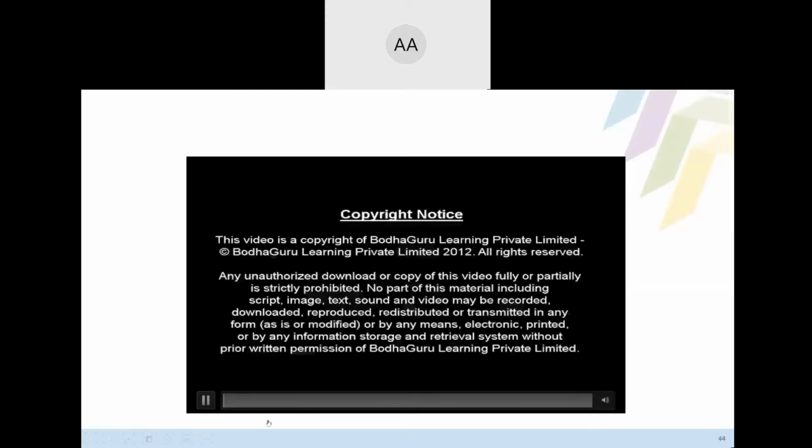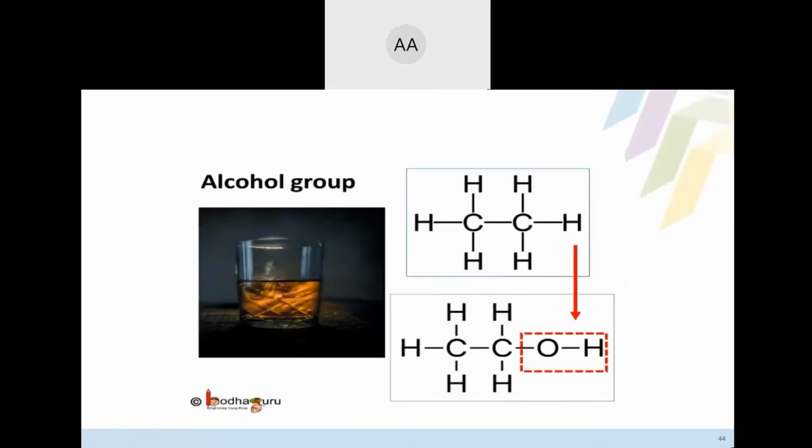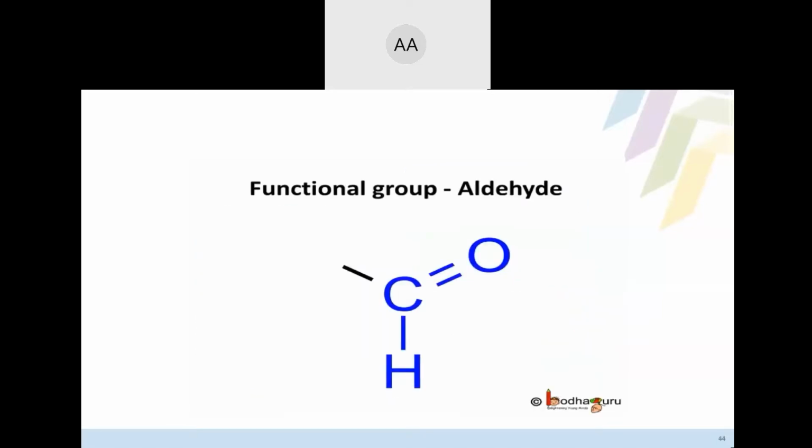Hello everyone. In our previous lesson, we learnt about the OH functional group, which is found in all alcohols. Now, there are a few other common groups. For example, the aldehyde group. If you see the structure here, it has the group CHO. So you can say aldehyde is a functional group which consists of a carbon atom that is bonded to a hydrogen atom and double bonded to an oxygen atom. And all the compounds having this group have the same common properties.